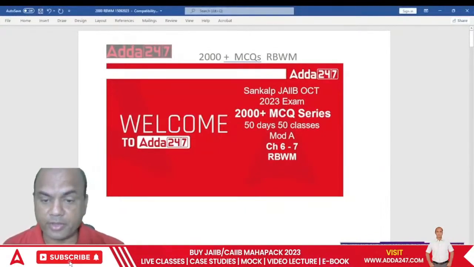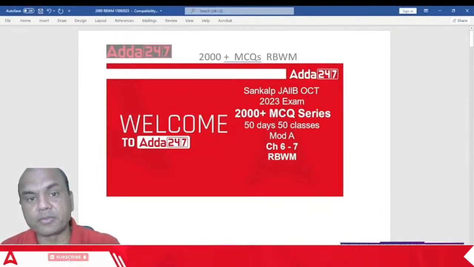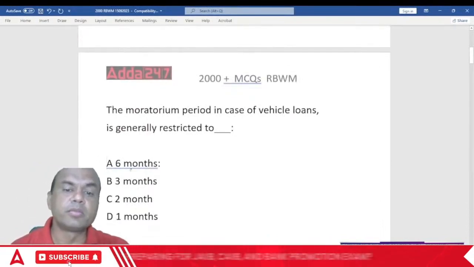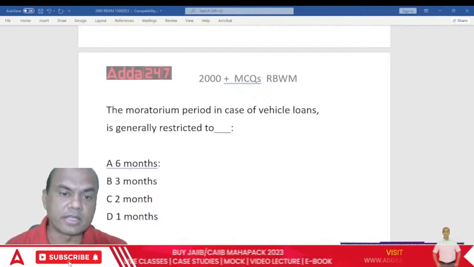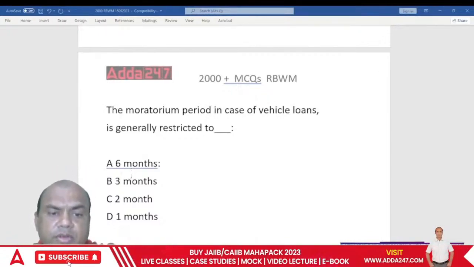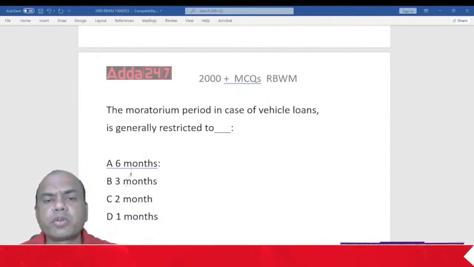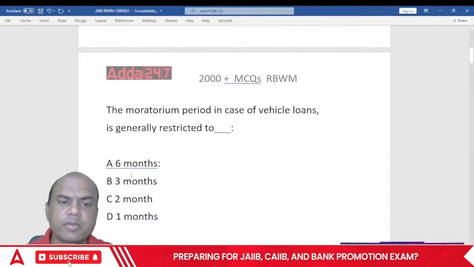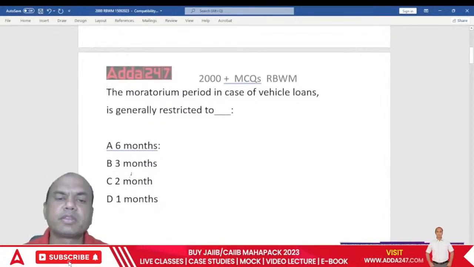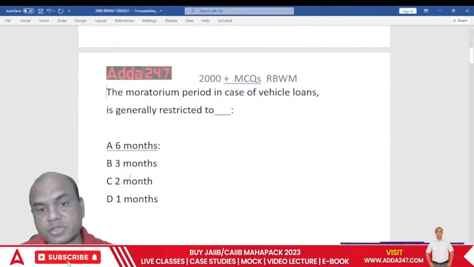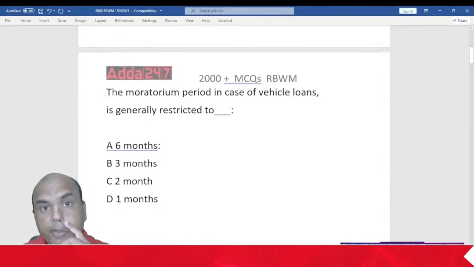Okay, so let's start without wasting the time. The moratorium period in case of vehicle loans is generally considered as what? Okay, what is the moratorium? In home loans, what is the moratorium period? Let me get it one by one. In home loans, what is the moratorium period? Everyone, home loans.